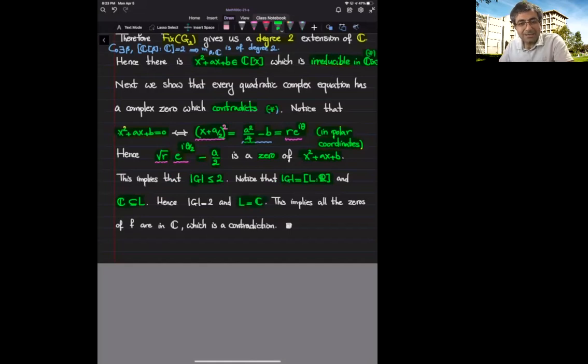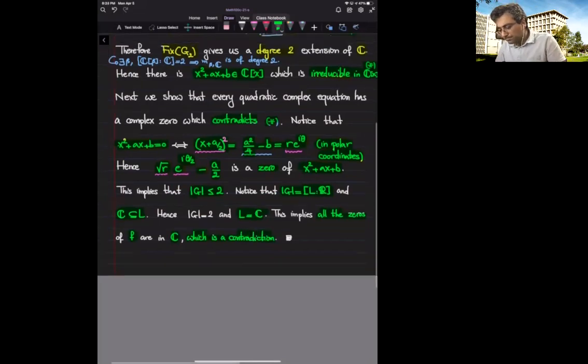But remember, L contains all the zeros of the polynomial f that was supposed to have no zero in complex numbers. And there it is. That's my contradiction. Because f was supposed to have no zero in complex numbers, all the zeros of f are inside L. L is the set of complex numbers. So that means all the zeros of f are in complex numbers. That's a contradiction, and that finishes the proof. Okay, so we managed to prove the fundamental theorem of algebra.